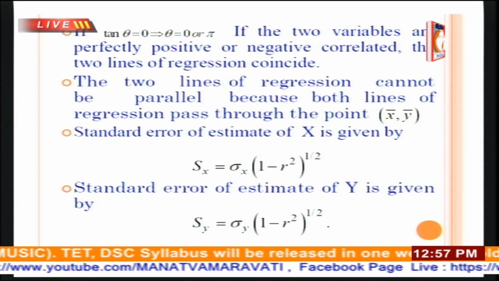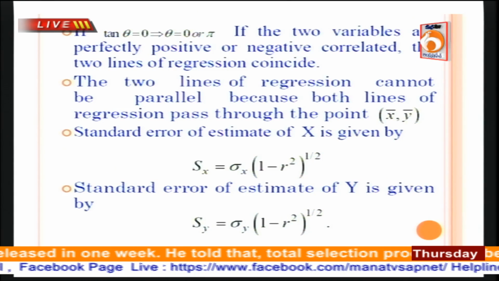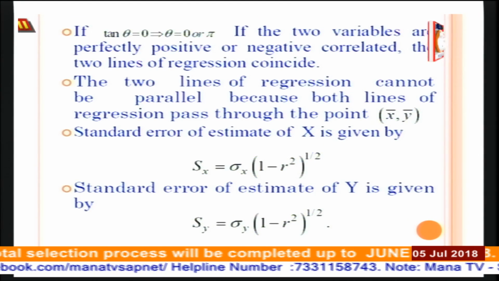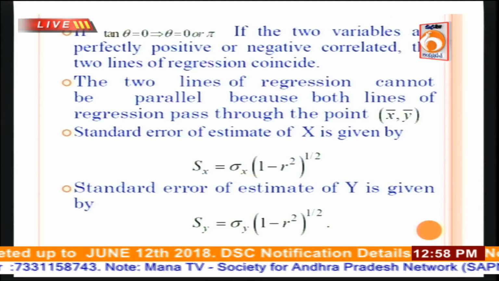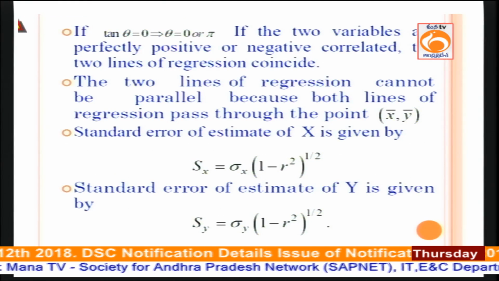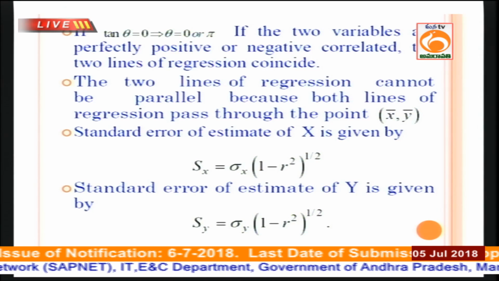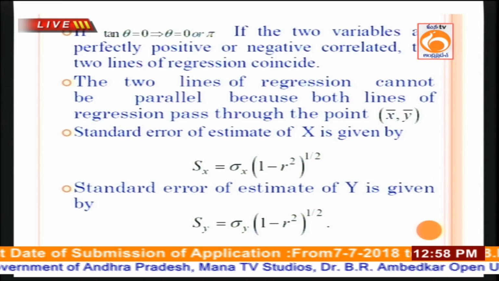The standard error of estimate of x is given by Sx equal to sigma x into 1 minus r square whole power 1 by 2. To estimate the standard error, one formula for x and one formula for y are given here: Sx is equal to sigma x into 1 minus r square whole power 1 by 2, and Sy is equal to sigma y into 1 minus r square whole power 1 by 2.